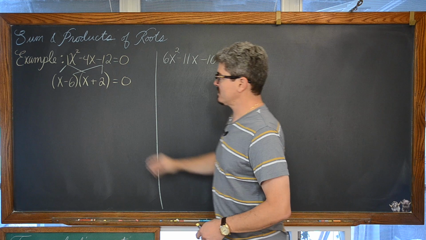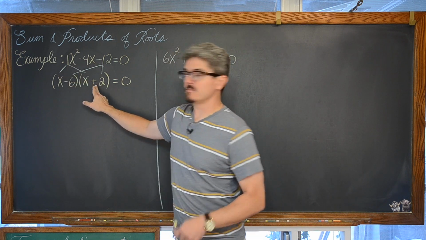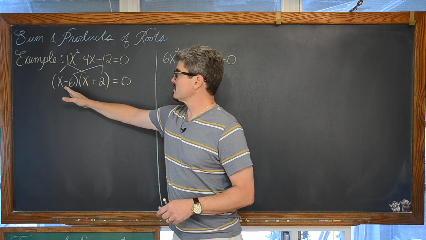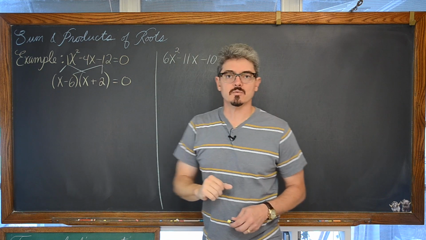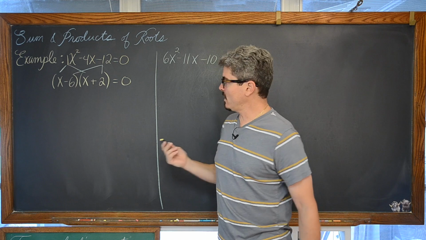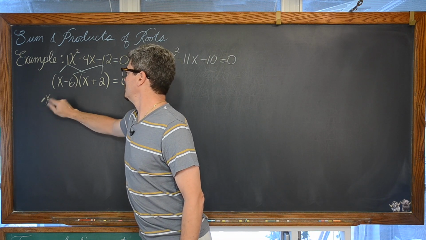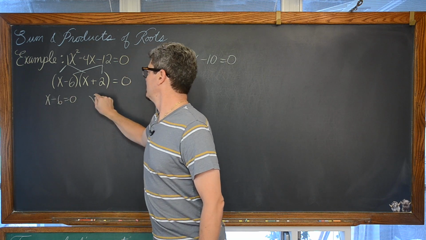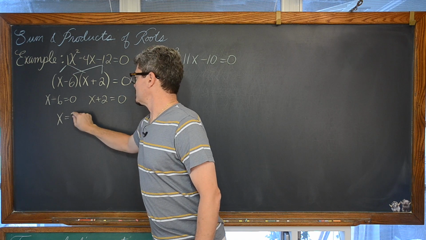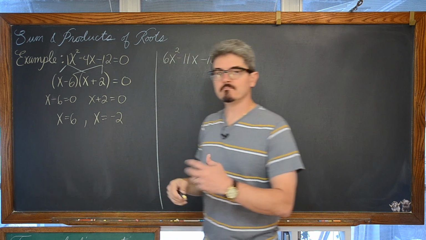And if we want to double check this, we're just going to simply distribute this back together. We have x times x is x squared, x times positive 2 is 2x, negative 6 times x is negative 6x, and of course negative 6x plus 2x is equal to negative 4. And we have that negative 6 times 2 is negative 12. Of course, we're going to set each of these factors now equal to 0, and end up with x is equal to 6 and x is equal to negative 2.